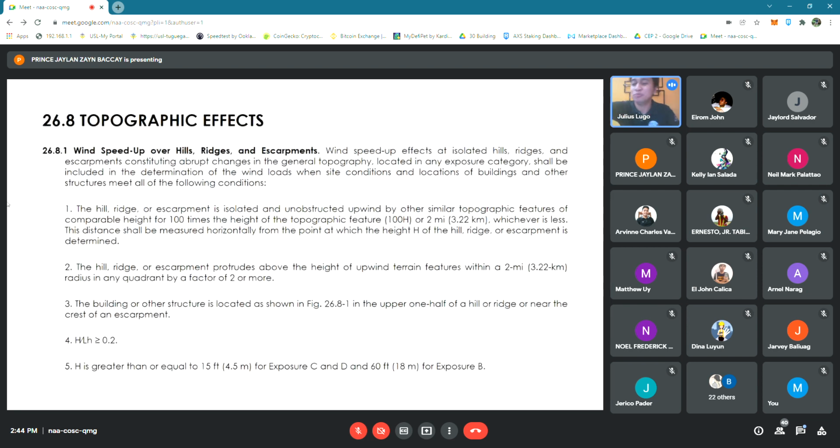Wait lang, pwede bang uminom muna? Inom muna ako, nag-dry yung lalamunan ko. So, wait lang guys. Ayan. And can I take a moment to go to the bathroom? Bathroom break lang ako saglit.